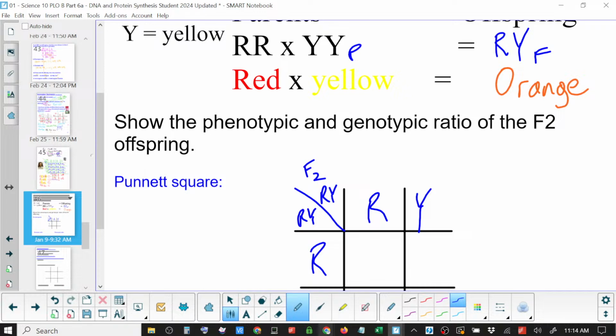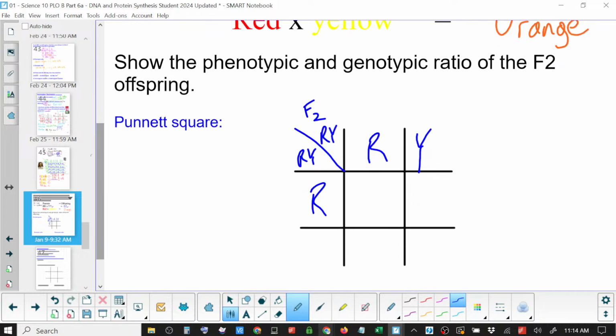It's RR, and then RY. RY. And then on the bottom it's RY, and then YY. Why does R come first? Why don't we write YR? Because R is the more better one. Nope. Because R is in front of Y in the alphabet.